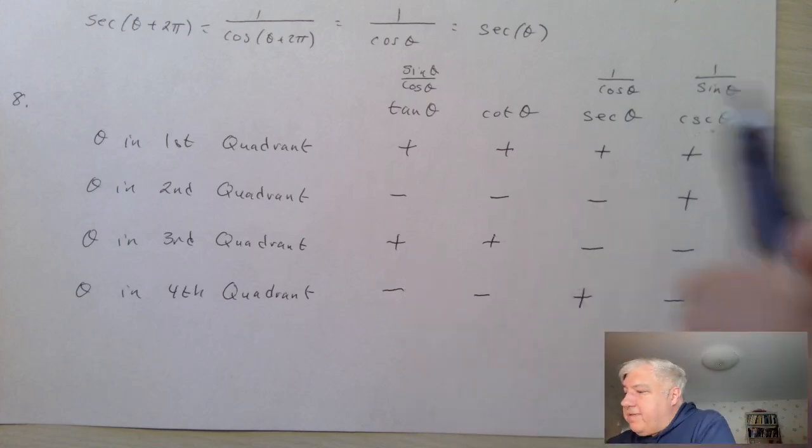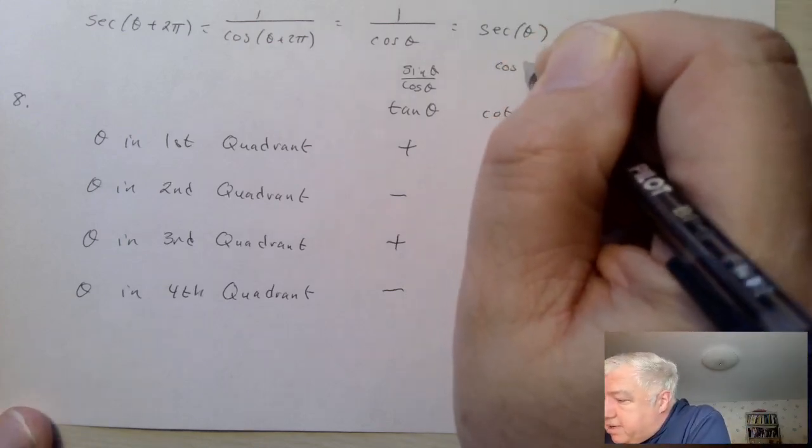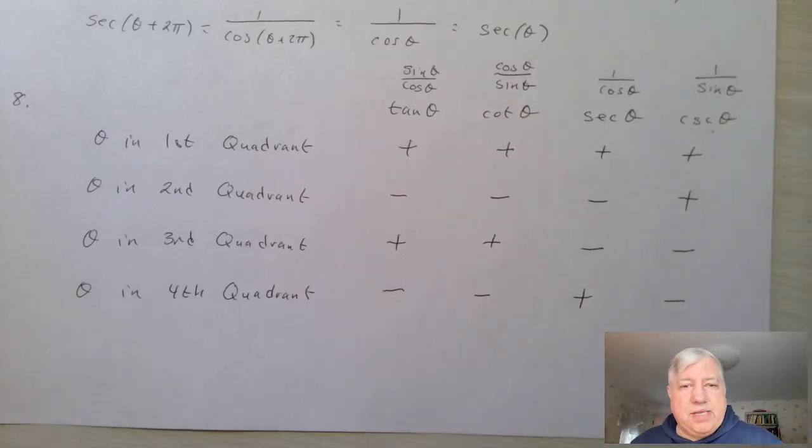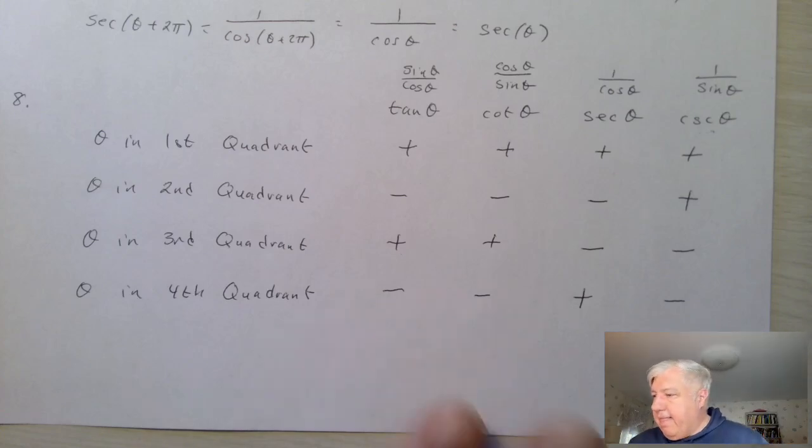And the same thing with the cotangent, because it's cosine over sine. So that's how you get these signs, this sign chart. All right, so that takes care of the properties. Now let's look at some examples.